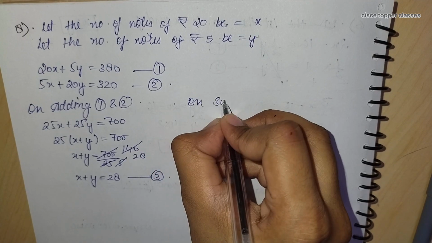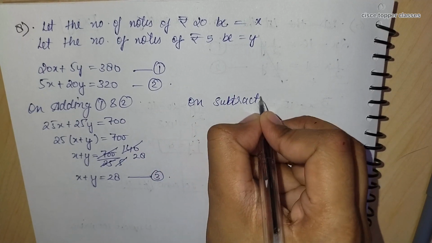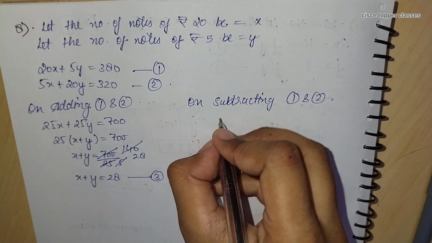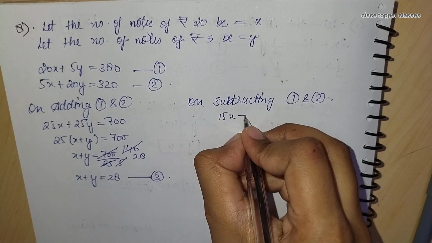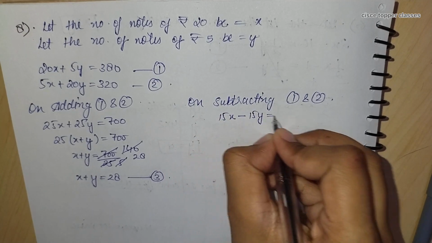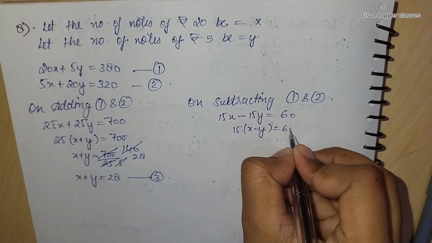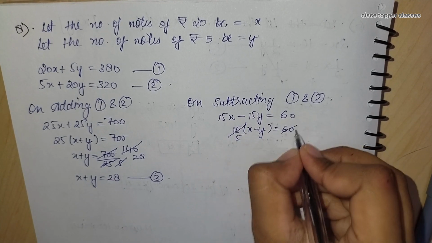On subtracting the first and second equation, we will get 15x minus 15y equal to 60. 15 we will take as common. On solving we will get 5 and here 20.